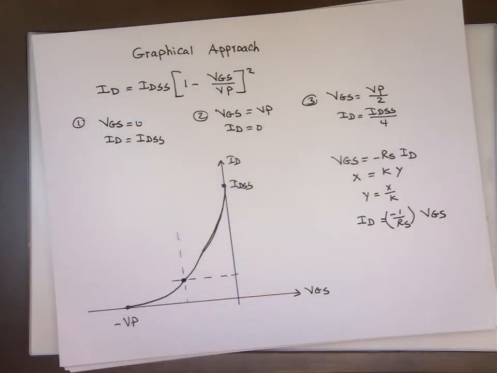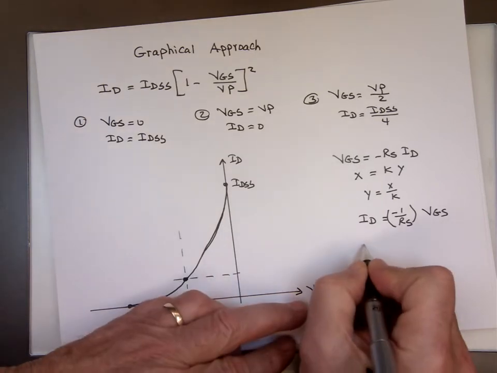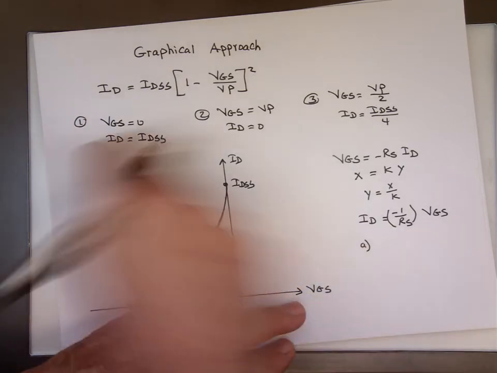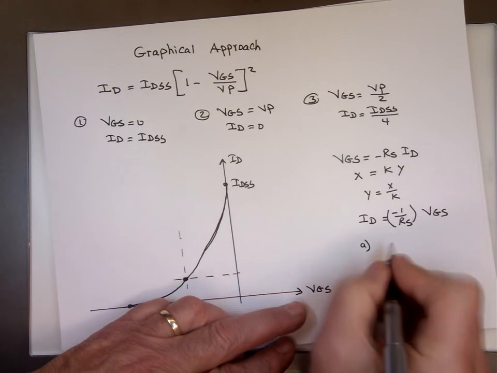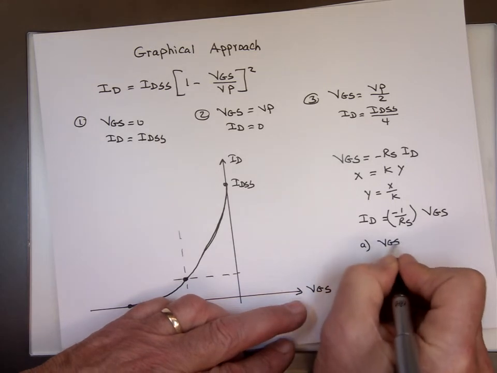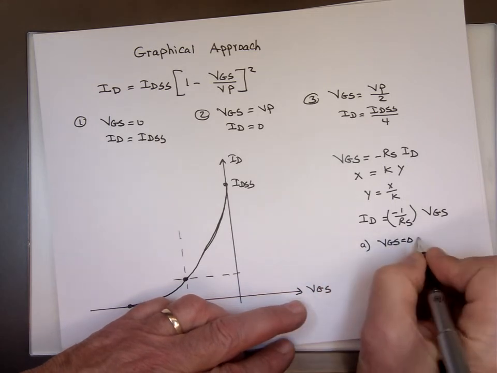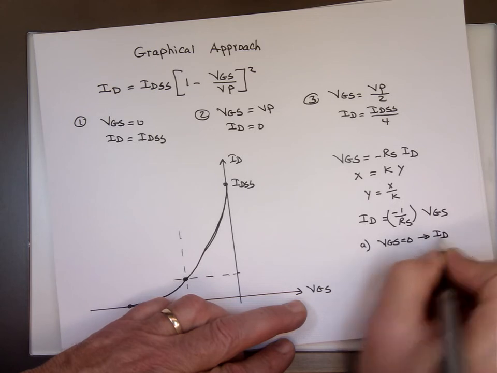So I need 2 points to graph it. Just 2 points. Point number 1, we'll call it A. I don't want to call it 1 and 2, that's for this one. I'll call them A and B. If VGS is equal to 0, what's I sub D? From this equation, it equals 0. That's 1 point.